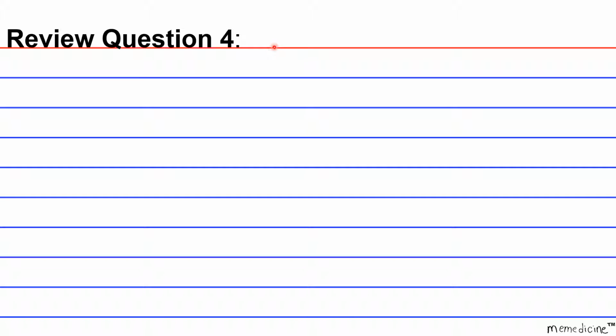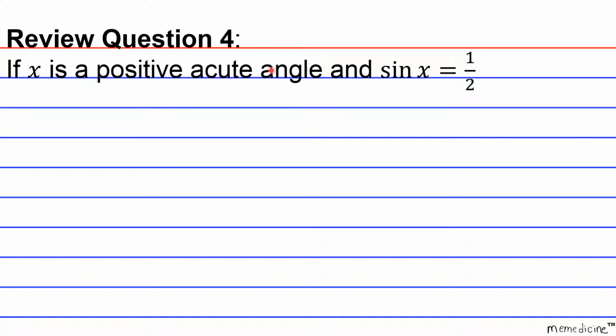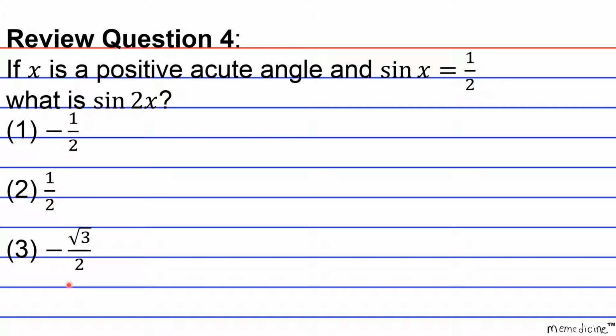Review question 4. If x is a positive acute angle and the sine of x is 1/2, or 1 over 2, what is the sine of 2x? Is it 1, negative 1/2; 2, 1/2; 3, negative radical 3 over 2; or 4, radical 3 over 2? So I'll give you a moment to formulate your answer and come up with a great solution, okay? Definitely press pause.